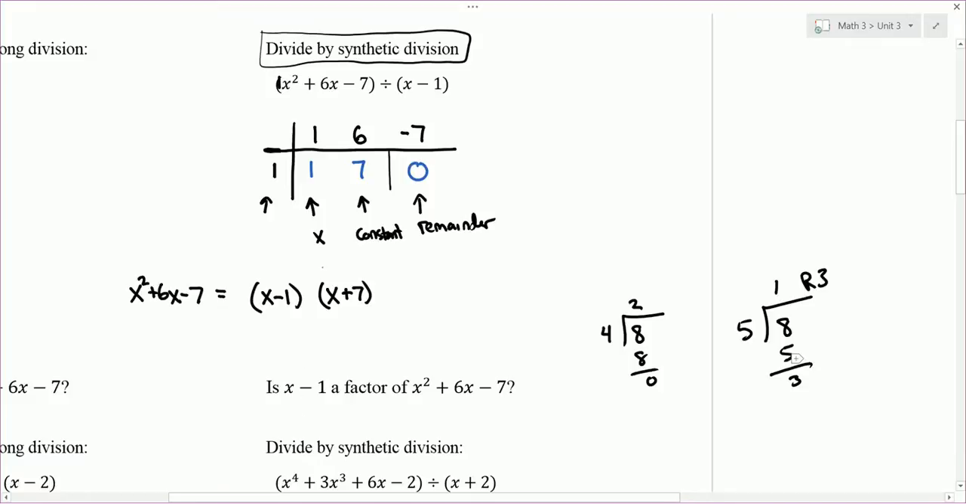And in this problem, we divided x squared plus 6x minus 7 by x minus 1, and our remainder is 0. So we're going to say yes, because our remainder equals 0.